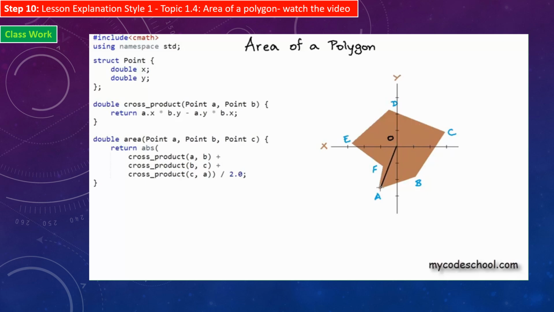So we can take the triangle OAB and then the triangle OBC and then OCD and so on. If we look at all 6 of these triangles, the sum of their areas is equal to the area of the polygon itself, and each of these triangles has one vertex at the origin. Now let's look at the code to compute the area of a polygon with an arbitrary number of sides.